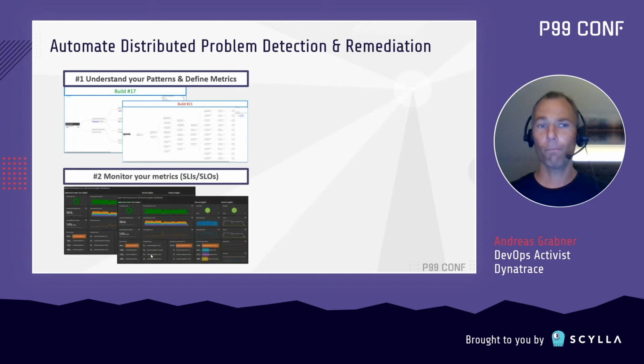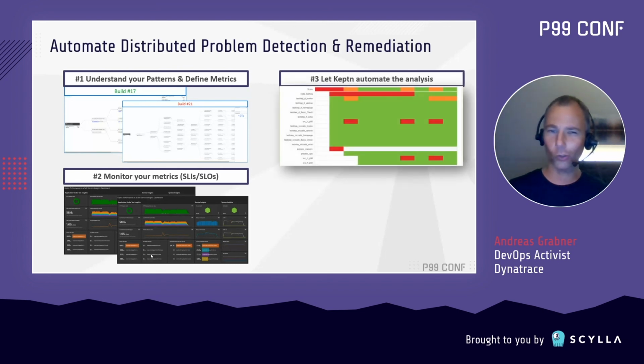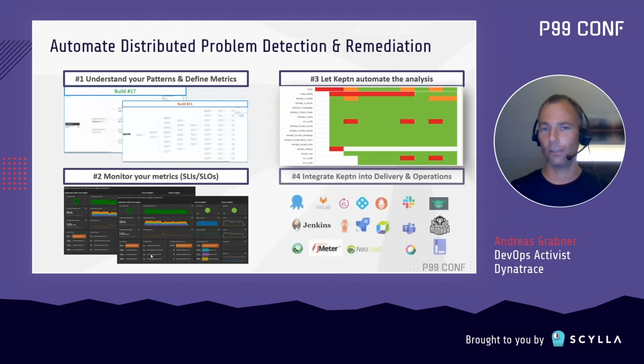Then monitor all these metrics. It's not just about visual pattern detection, but it's about figuring out which metrics can tell you whether you have a certain pattern. Put them on a dashboard and then start analyzing what is good and what is not good. Then let Keptn automate the whole thing. Instead of you looking at the dashboards, you tell Keptn how to analyze these metrics by specifying the SLI and SLO definition.